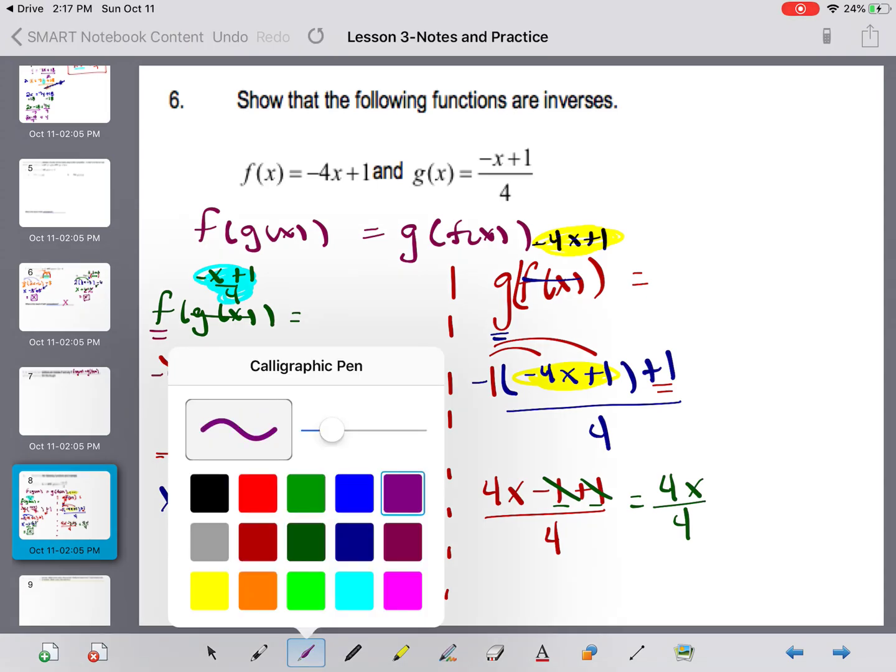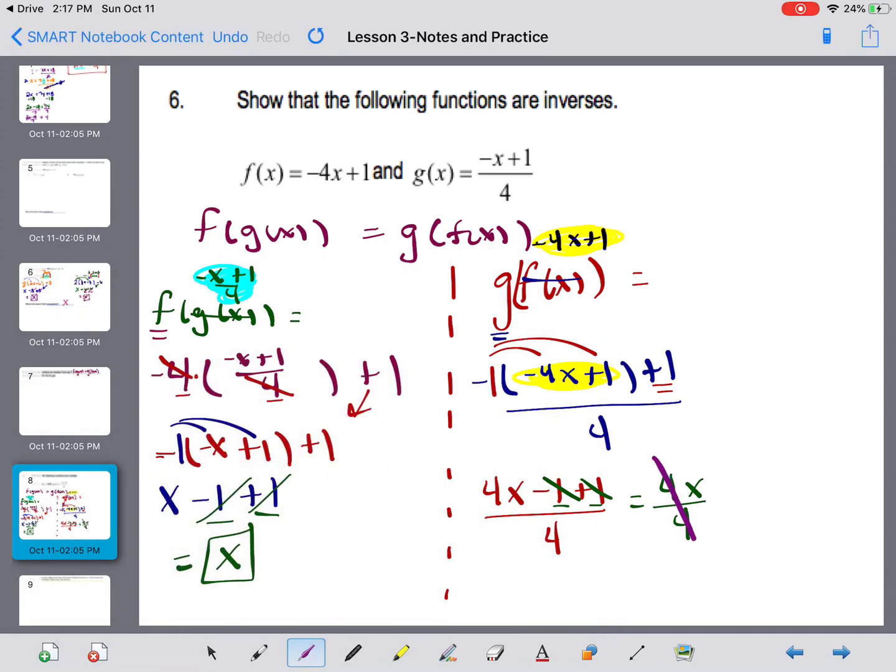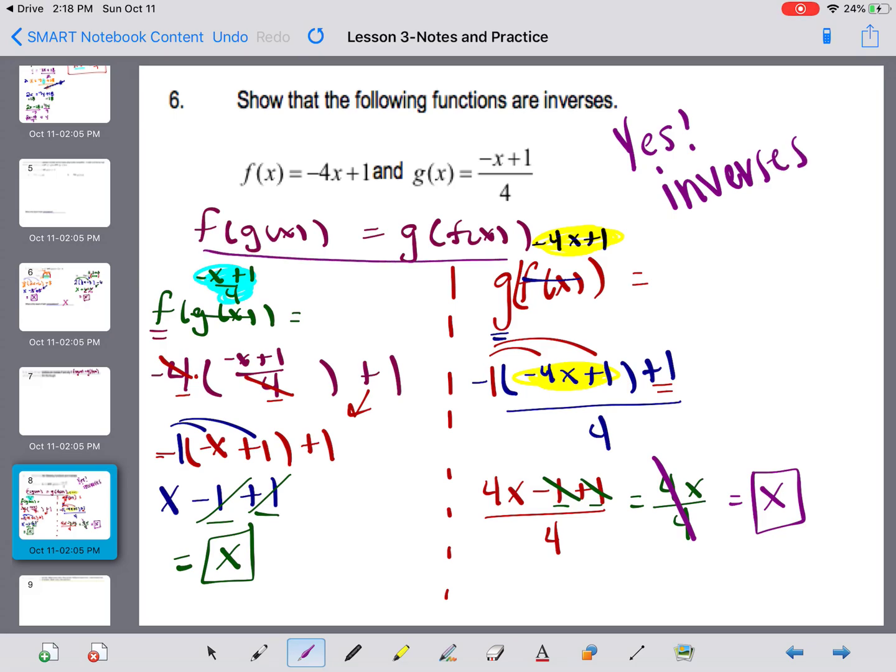Well, here, the 4's cancel. 4 divided by 4 is 1. So we're just left with x. They equal each other. So yes, these are inverses. Okay, this was true. F of g of x was equal to g of f of x.